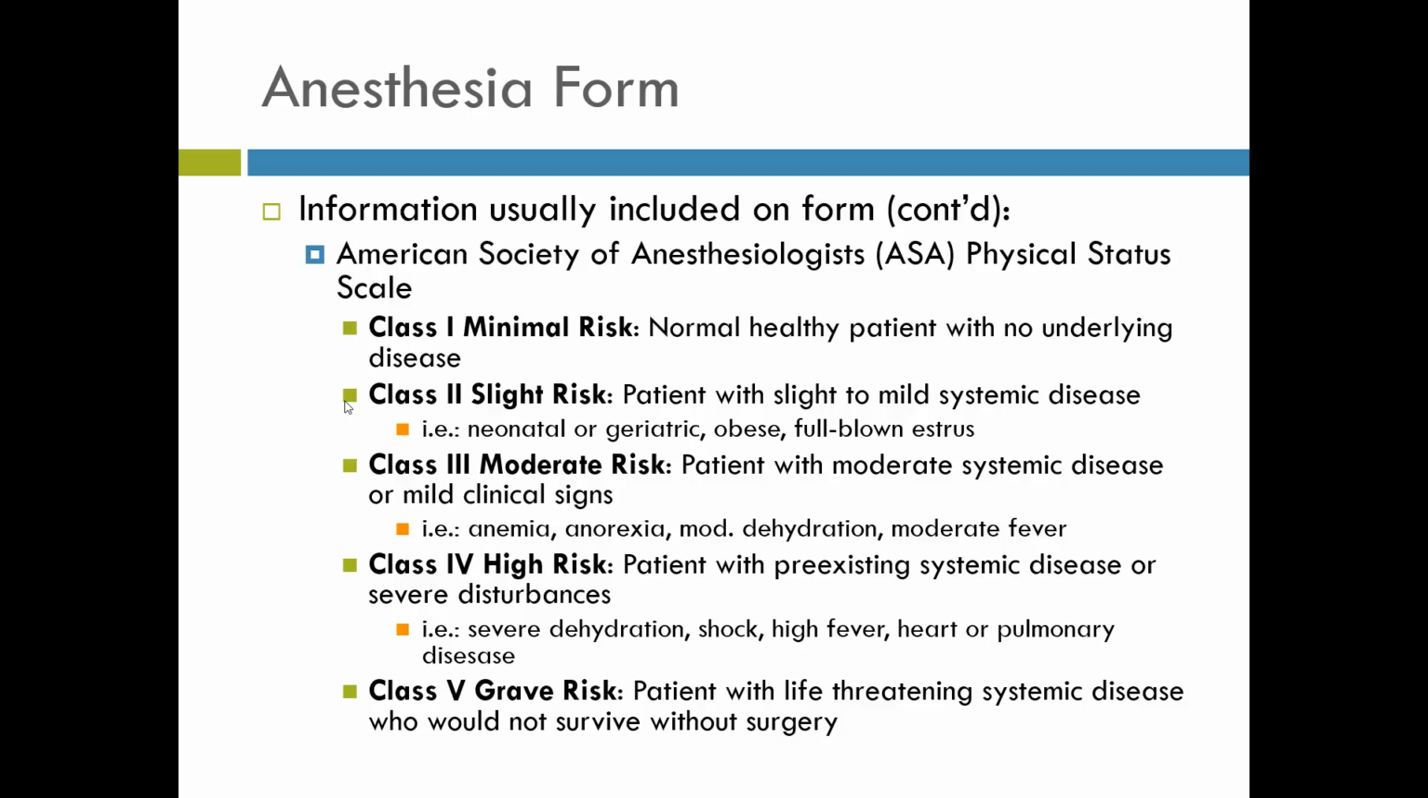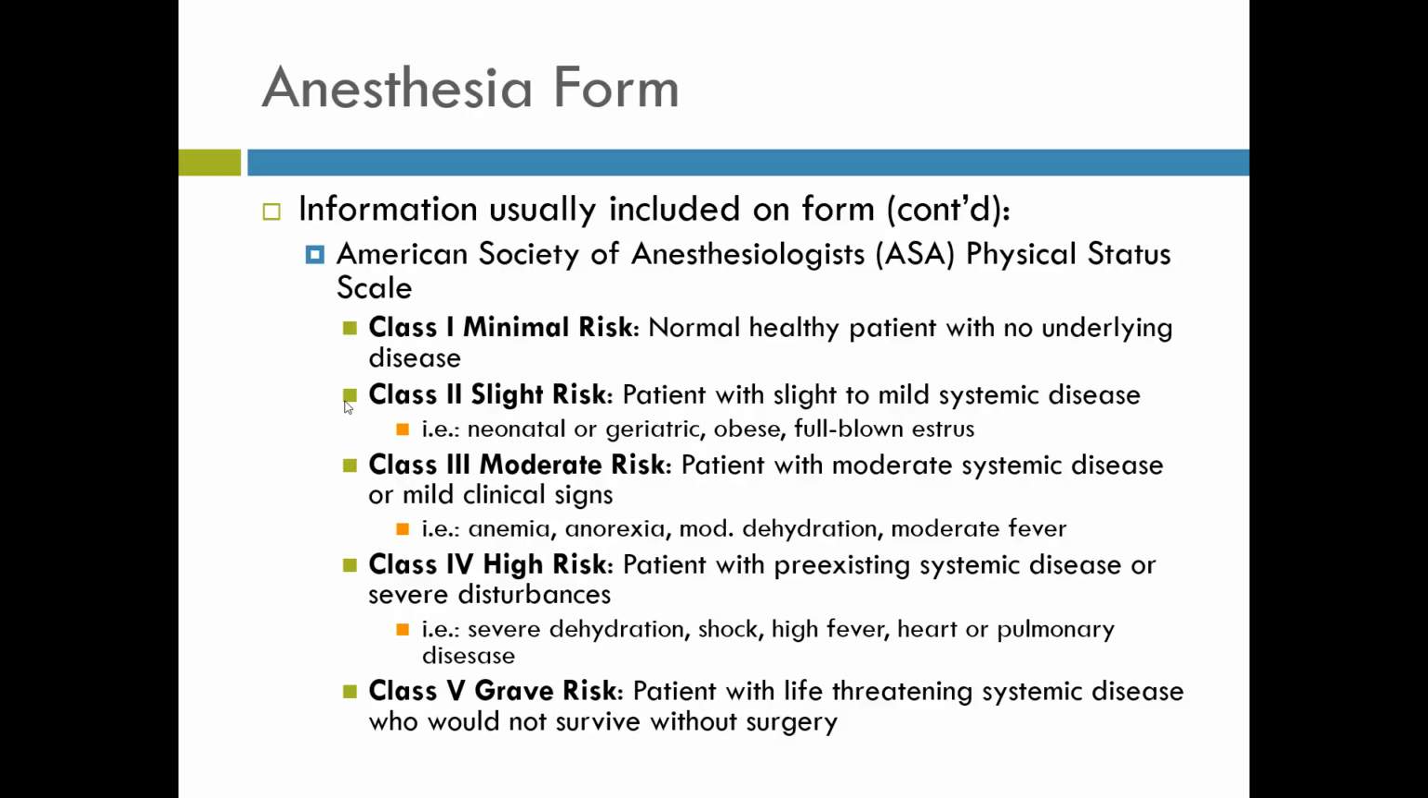Class 2 is going to be a slight risk, a patient with slight to mild systemic disease, i.e. neonatal or geriatric, obese patients, so really chunky patients, or full-blown estrus. Their body is busy doing other things, either trying to grow as babies or trying to maintain things as geriatric. Obese patients are at a higher risk because the anesthesia has a chance of sitting in the body a lot longer with that fat, the way it's getting distributed around. And so we have to be careful of them.